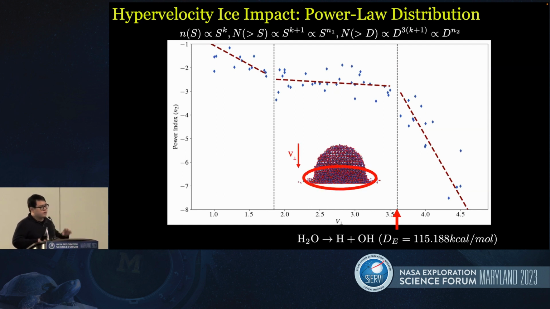So we realized that the high pressure and high density region created by the intercalation between the reflected water molecules and impinging water molecules has a different process starting from 3.6 kilometers per second. We call the velocity range before 3.6 intermolecular fragmentation, where the impact only breaks up the hydrogen bonds between water molecules. Beyond 3.6, we call this interatomic fragmentation, because the impact energy is high enough to break up the covalent bond between the hydrogen atoms and the oxygen atom in a single water molecule.